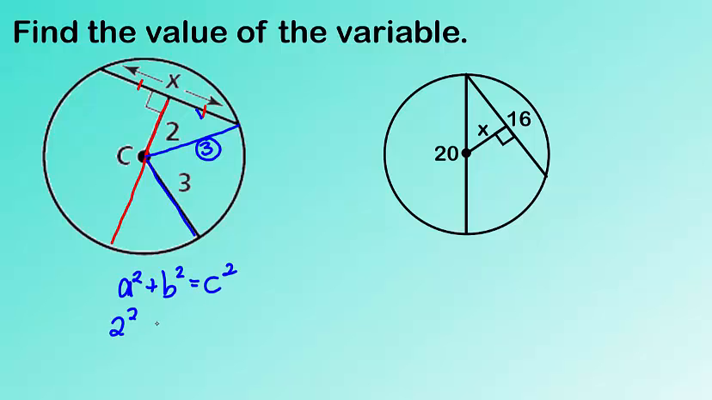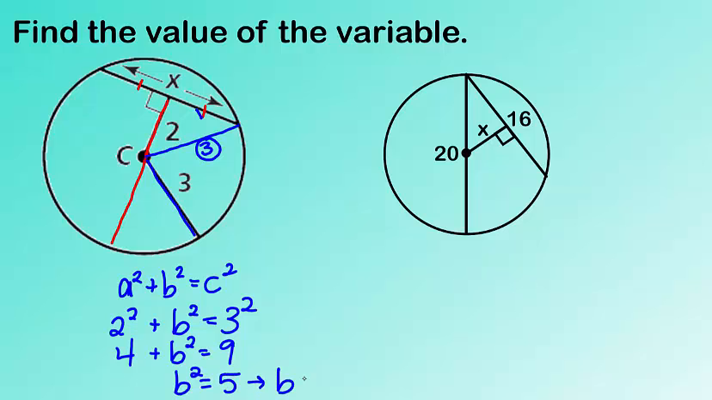Two squared plus b squared is equal to 3 squared. So I get 4 plus b squared is equal to 9. B squared is equal to 5. I take the square root of both sides, and I get that b is equal to 2.2. Well, I just found 2.2, but I need this piece over here, which would also be 2.2. So the whole thing would be 4.4.